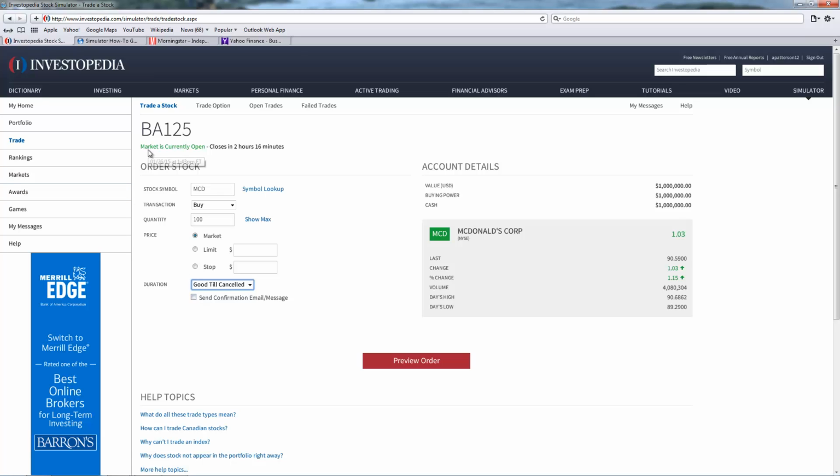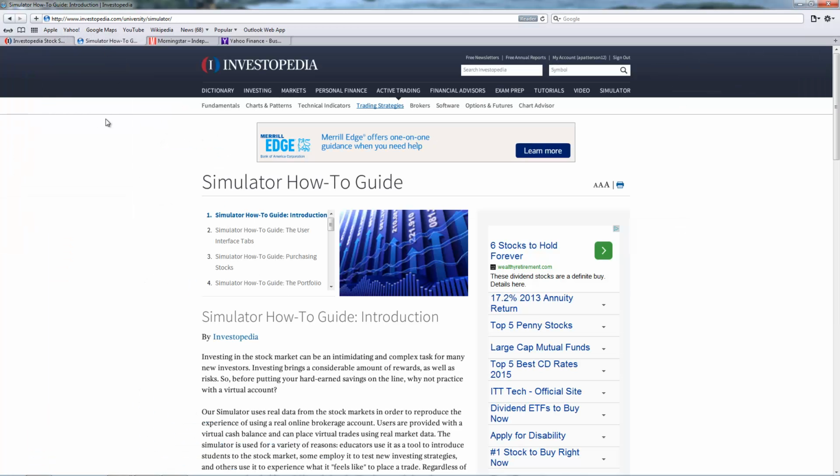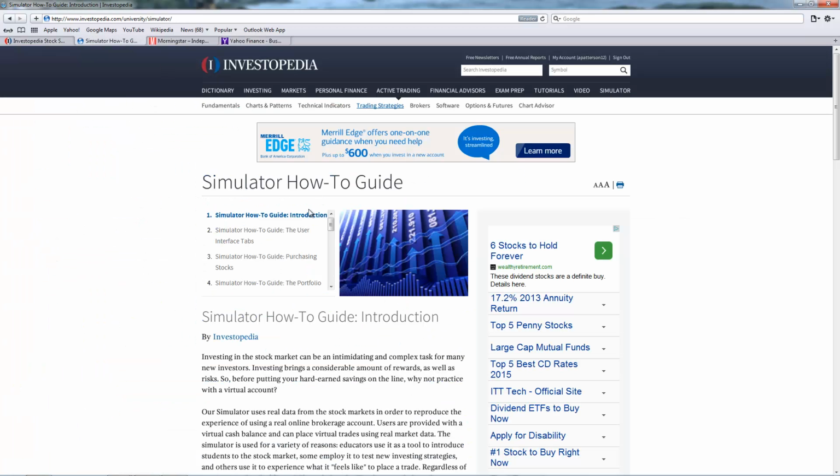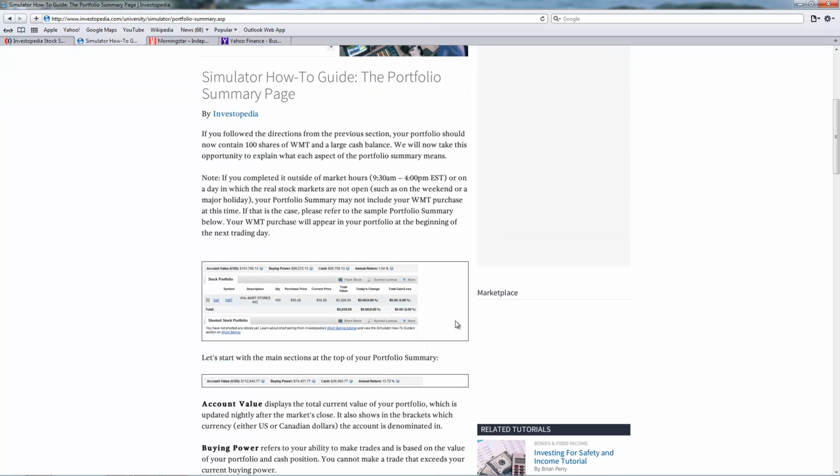Now, the stock market is based on real life, which is on the East Coast. And you can actually find the hours in the simulator how-to guide. There's a link here, investopedia.com/university/simulator. There should also be a link on this page, in the help section as well.